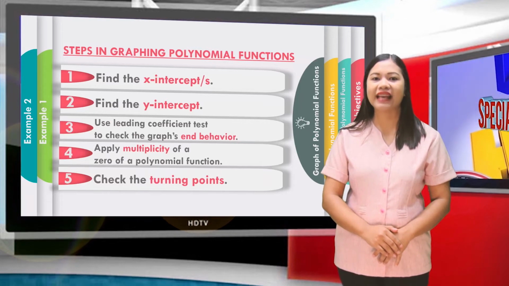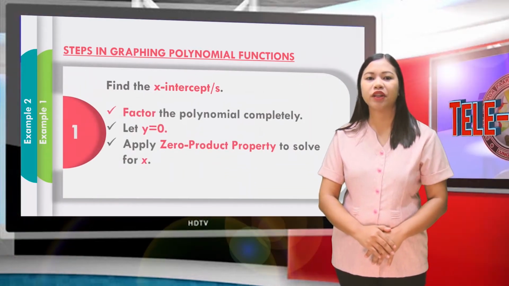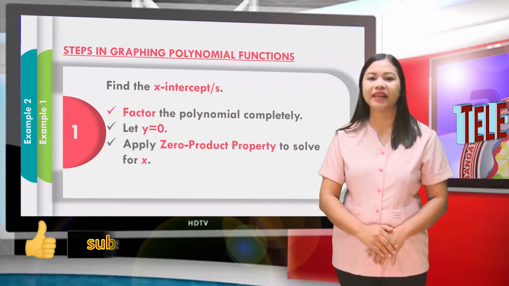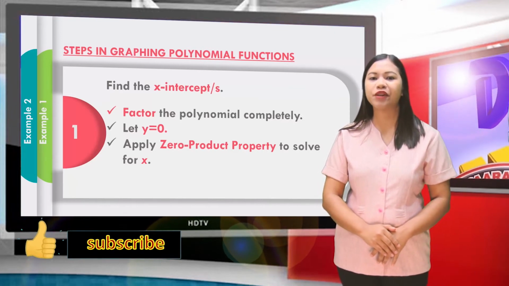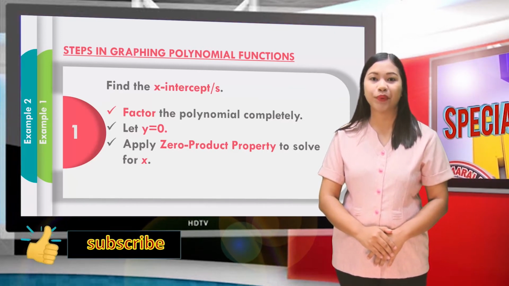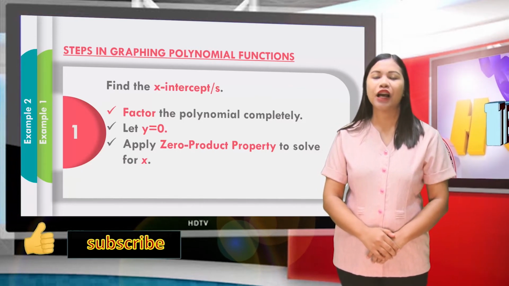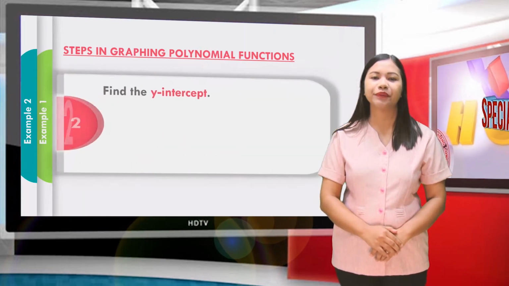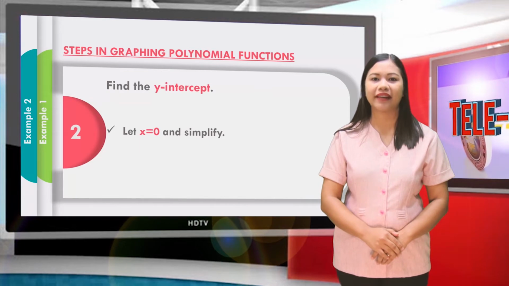To find the x-intercepts, we have to factor the polynomial completely. Then, let y be equal to 0. Finally, apply zero product property to solve for x. To find the y-intercept, we have to let x be equal to 0 and simplify.